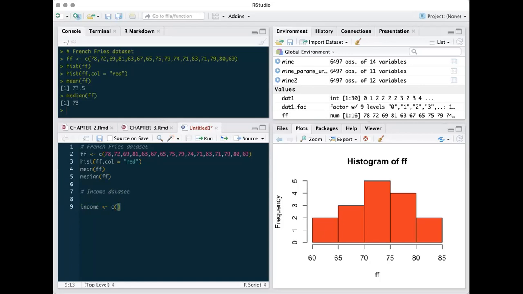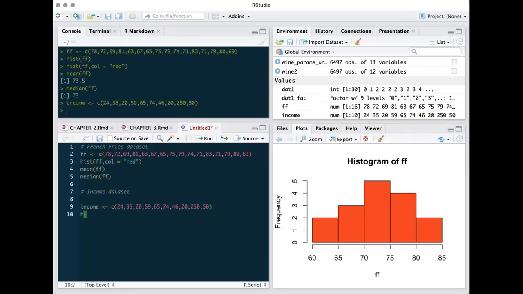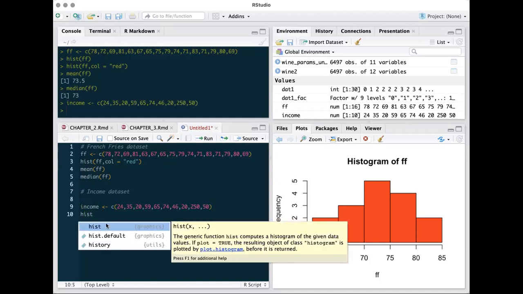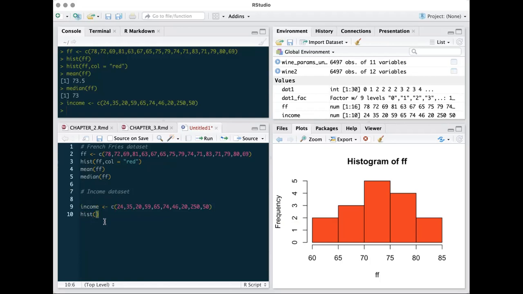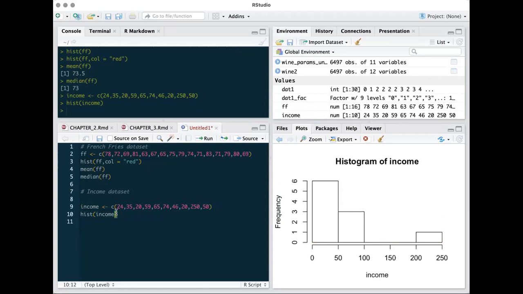c, plug it in: 24, 35, 20, 59, 65, 74, 46, 20, 250, and 50. Run. And then I want to graph it, I always do. Histogram of income. You have to run it before you actually plot it. Come on. There you go. That's the histogram of income.